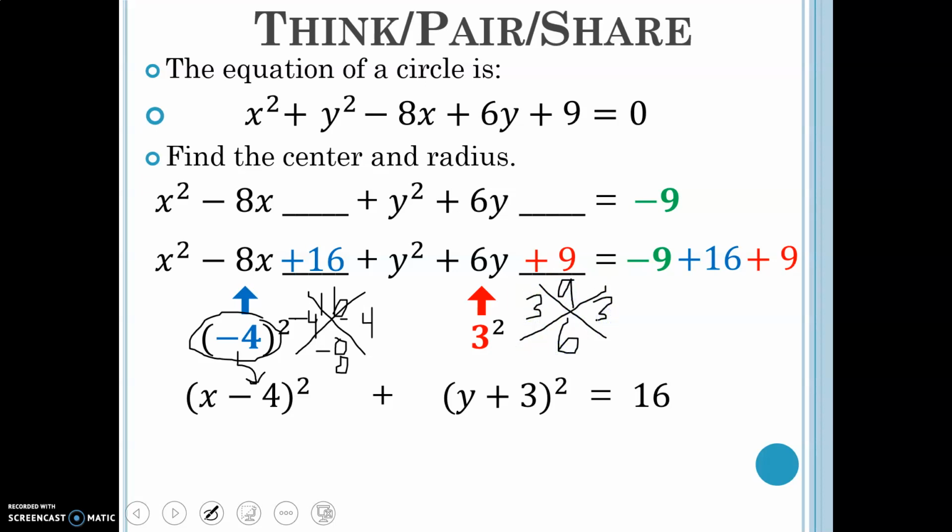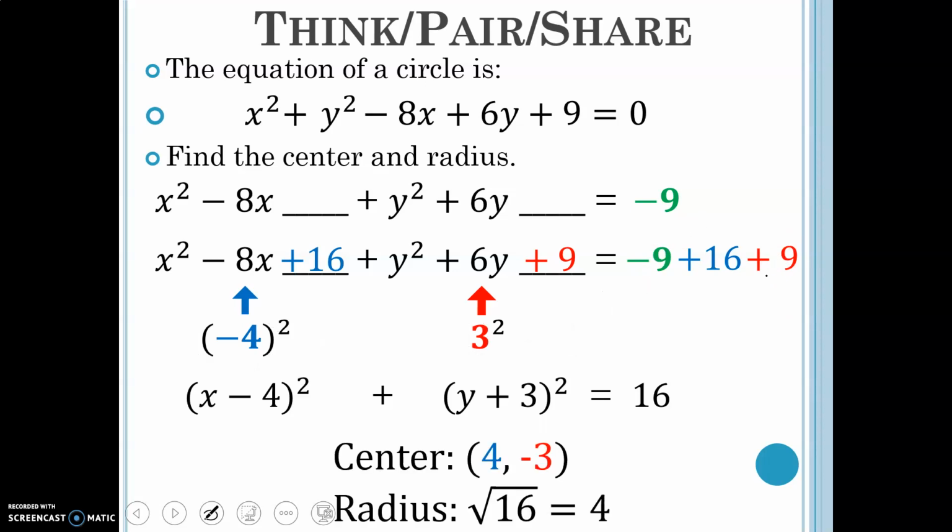Here, 9 and 6 will be 3 times 3 gives you 9, 3 plus 3 gives you 6. And again, notice this number here, that 3, is what ends up in that parentheses there. All right. We add up this side, negative 9 and positive 9 actually cancel out and leave you with 16.